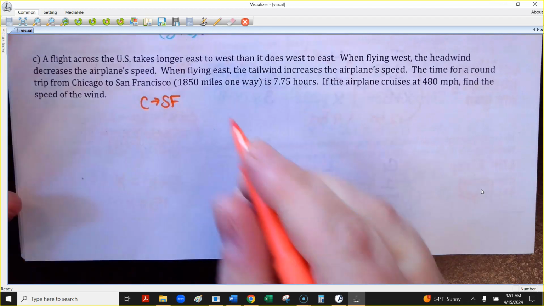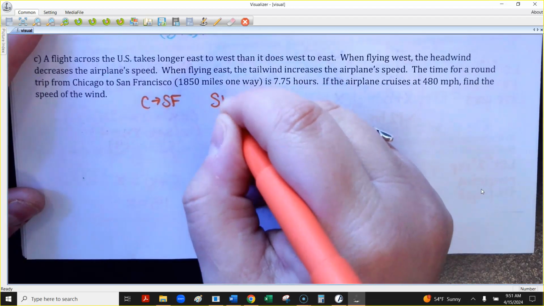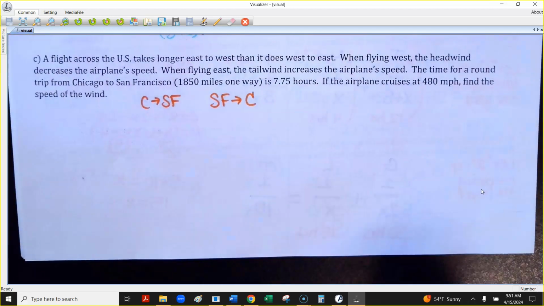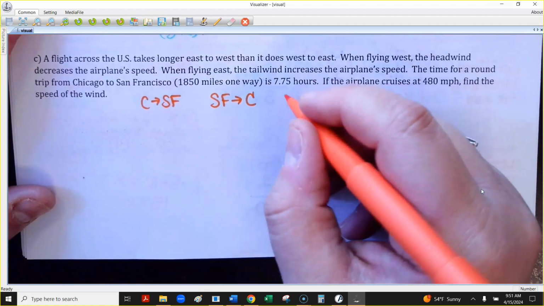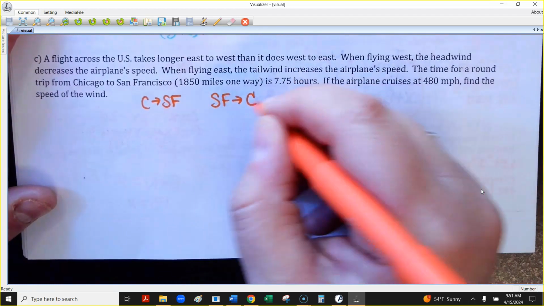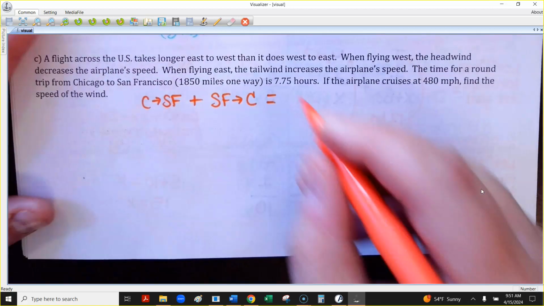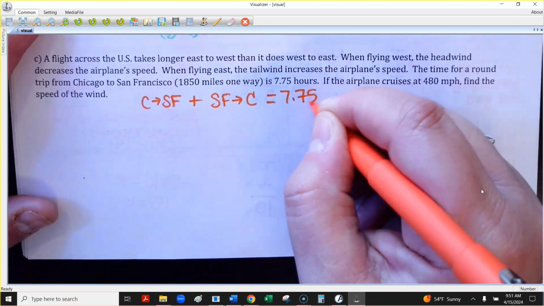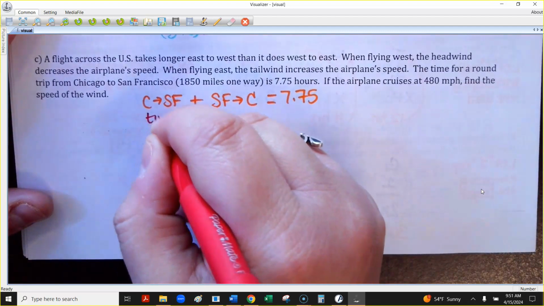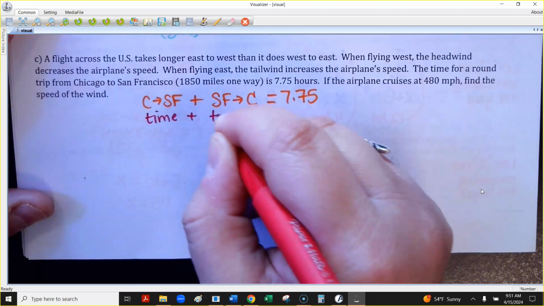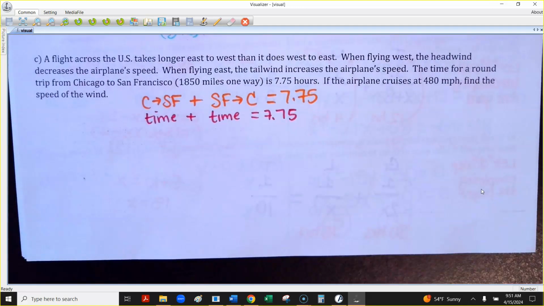All right, so I'm going to go from Chicago to San Francisco. Then I'm going to turn around and fly back from San Francisco to Chicago. And the total time is basically what I'm going to do here. I'm going to add the two times together, and that's going to be the total time for the trip. I guess I should write that here. So the time to go here plus the time to go here is going to be the 7.75 hours, because round trip means you go there and you go back.